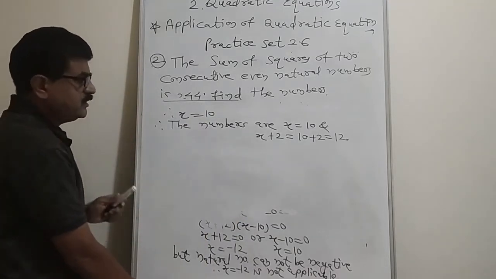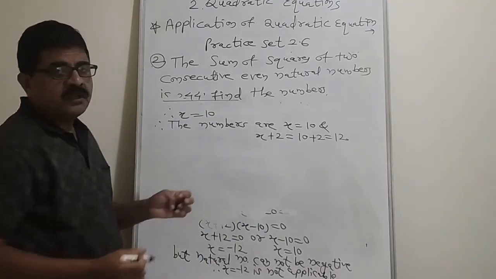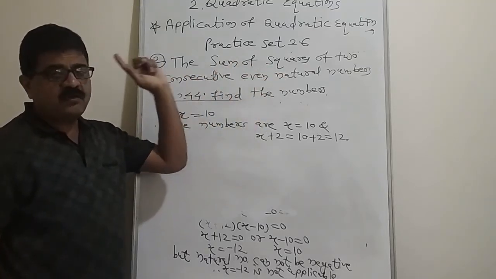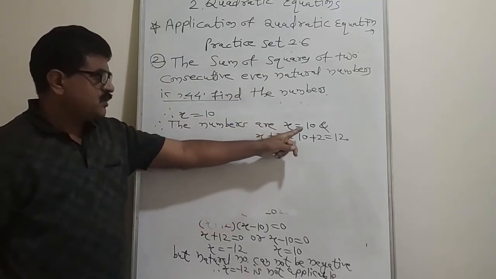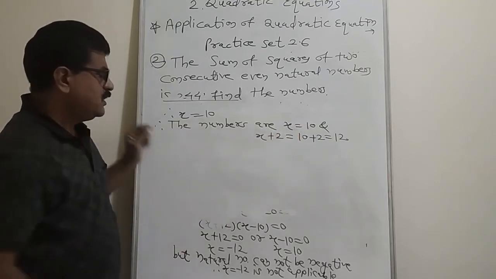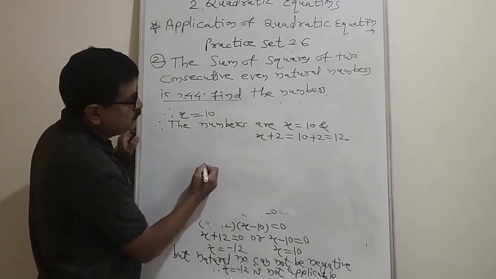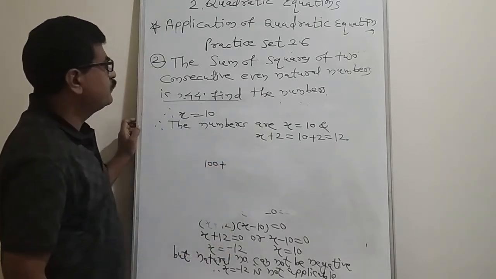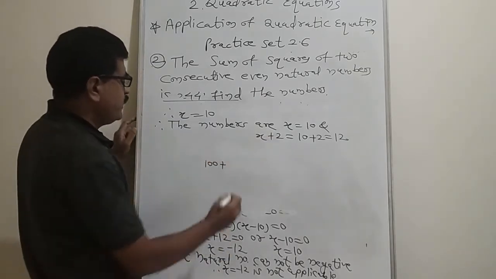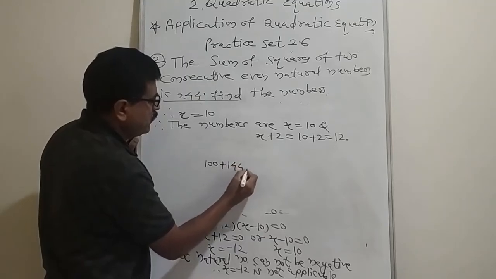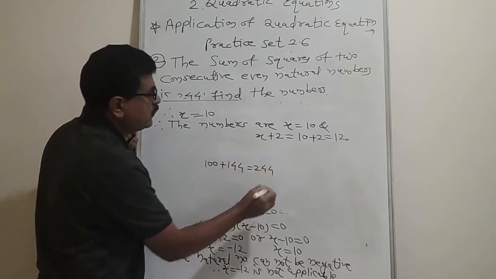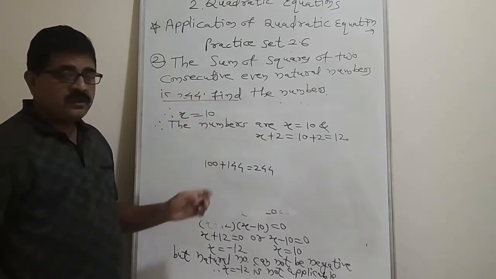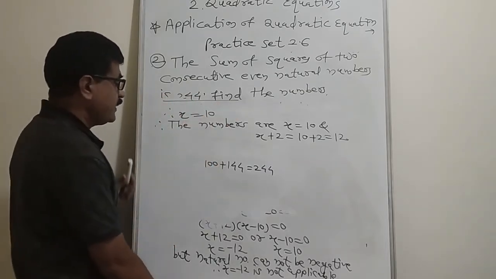Now we see whether this is correct or not. We have the given condition: the sum of squares of two consecutive even natural numbers. Sum of squares, that is 10 square is 100 plus 12 square 144 is equal to 244. We have been given their sum is 244. Therefore our answer is correct.